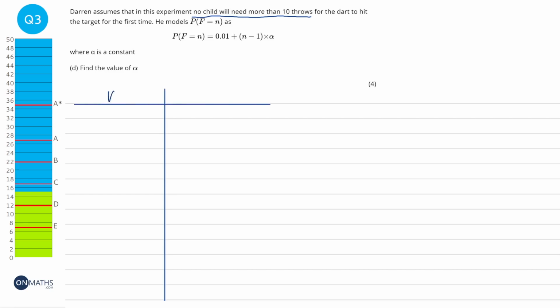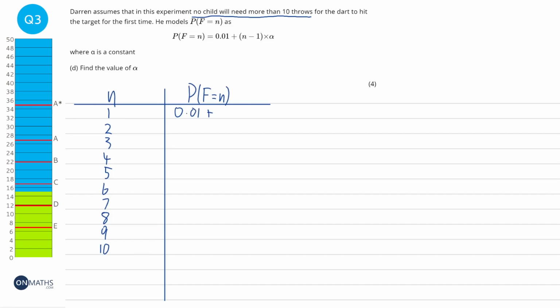And we're going to have n from 1, 2, 3, 4, 5 for each of the throws, and the probability that they get a hit. So the first one, we're just going to do 0.01 plus, and it will be n minus 1, so that's going to be 0.